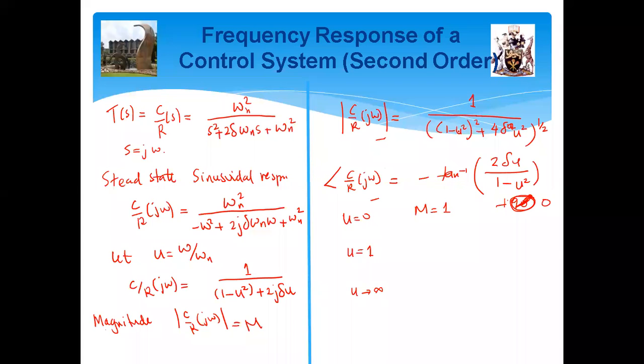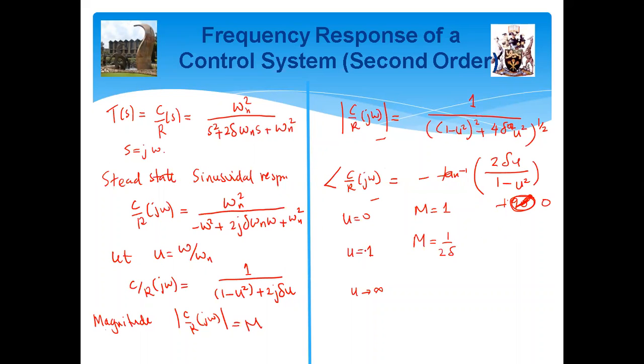This real part will be 0, and then here we'll have 4 delta squared. Square root of it is just 2 delta. So m here is just 1 over 2 delta.